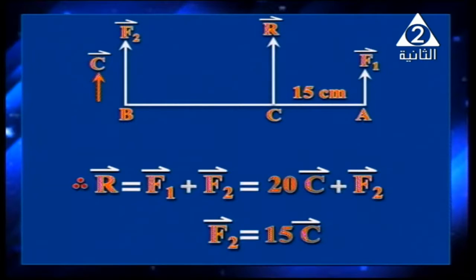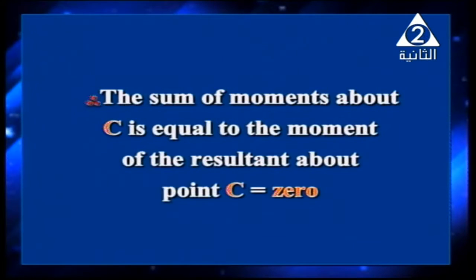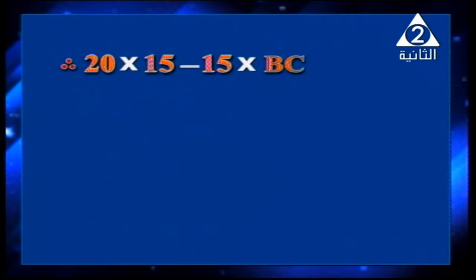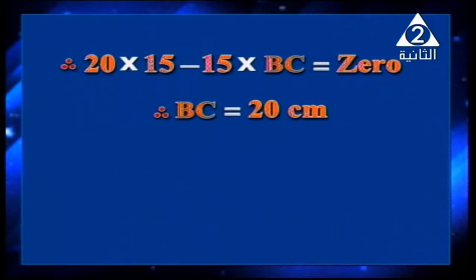The sum of moments about C is equal to the moment of the resultant about the same point C, which equals 0. Therefore, 20 times 15 minus 15 times BC equals 0. To find the value of BC, 20 times 15 equals 15 times BC. We deduce that BC equals 20. Therefore, BC equals 20 centimeters.